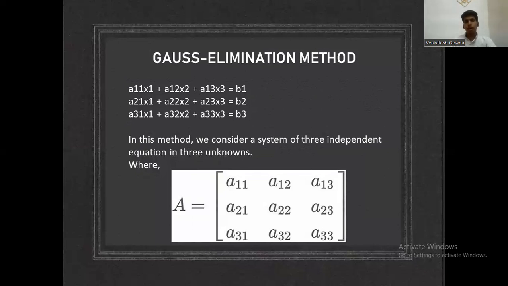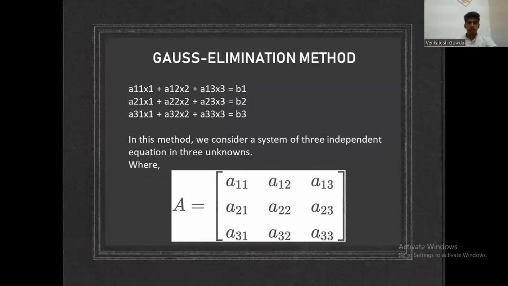Now we shall discuss the Gauss elimination method, which is used to reduce the coefficients of the equations and find the values of the variables. So in this method, we shall consider a system of three equations. They are a11x1 plus a12x2 plus a13x3 is equal to b1, a21x1 plus a22x2 plus a23x3 is equal to b2, a31x1 plus a32x2 plus a33x3 is equal to b3.